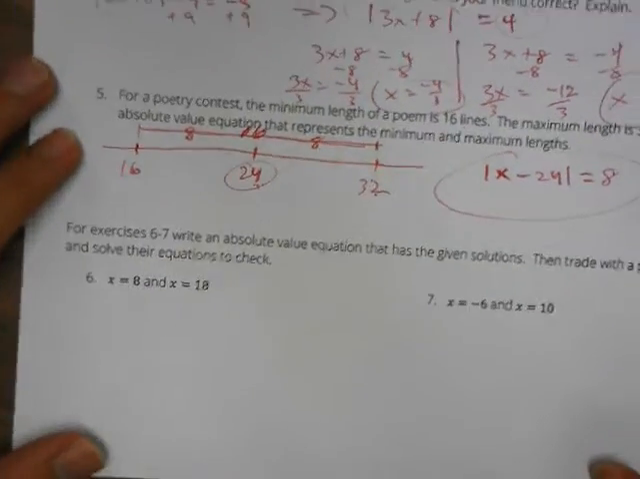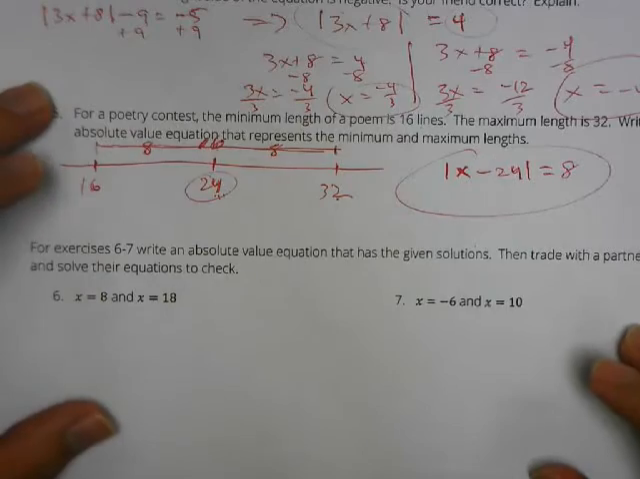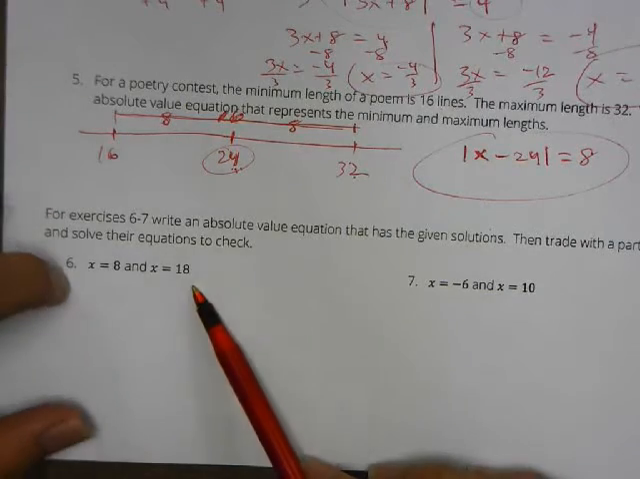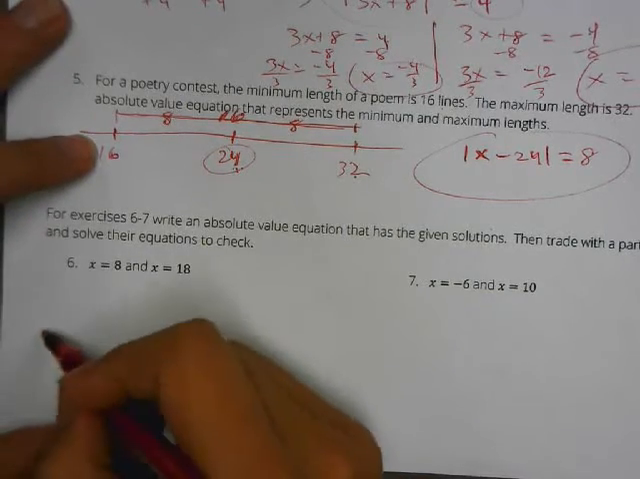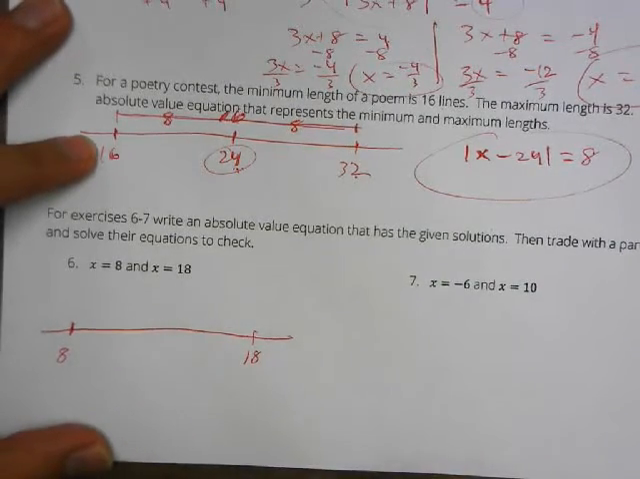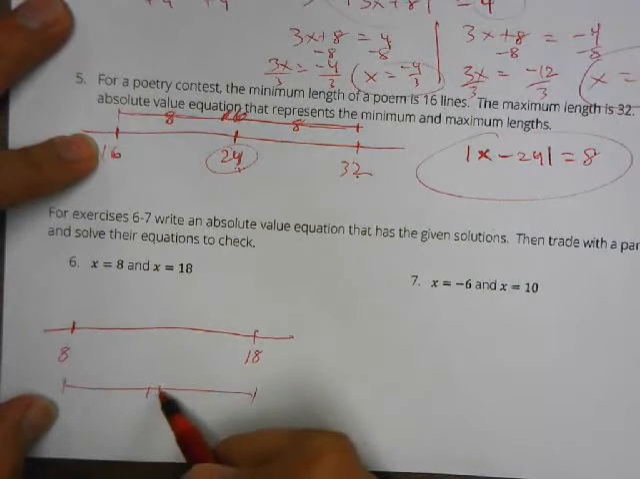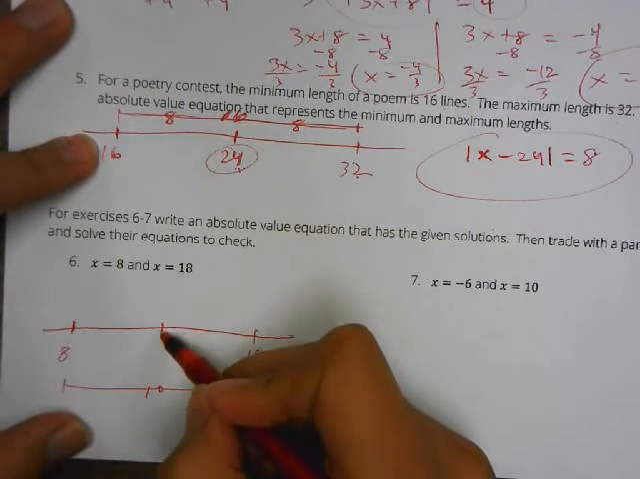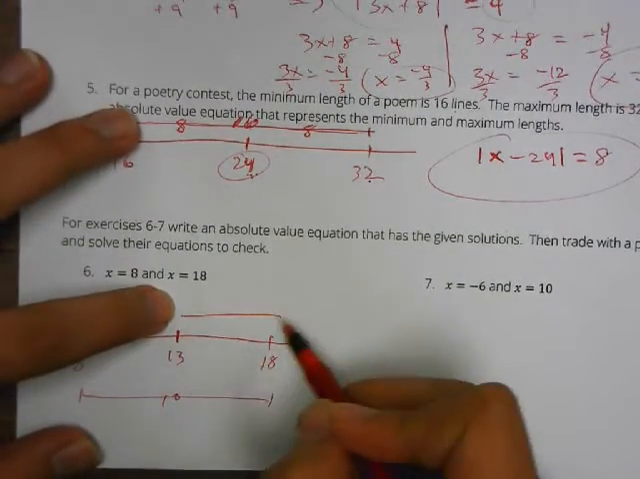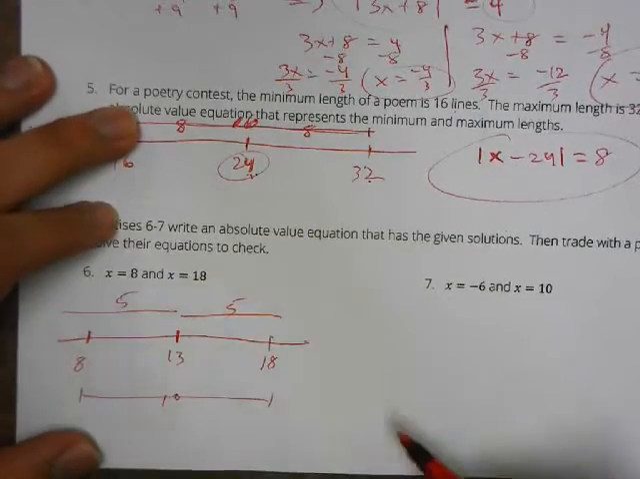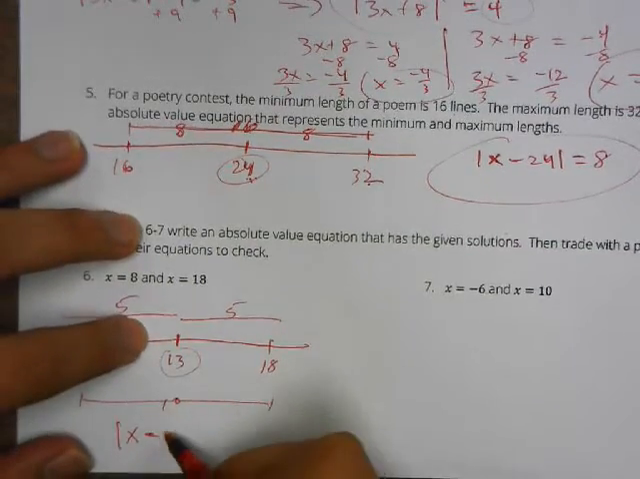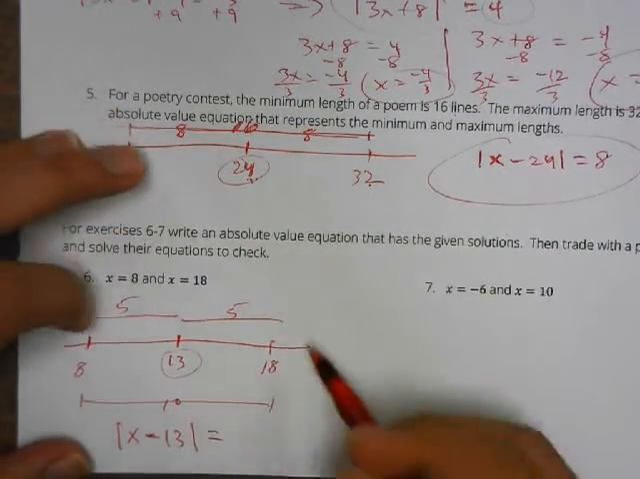Alright, number 6 and 7, we're going to do something similar to what we did in number 5. So here it's just asking you to write the absolute value equation with the given solution. Right? So here, draw your number line from 8 to 18. Again, the total distance from 8 to 18 is 10. So right in the middle, I have to go in by 5, so that's 13. So I went out by 5 in each direction. So from here, it's the absolute value of x minus the number in the middle, which is 13, equals the amount that you went out by, which is 5.